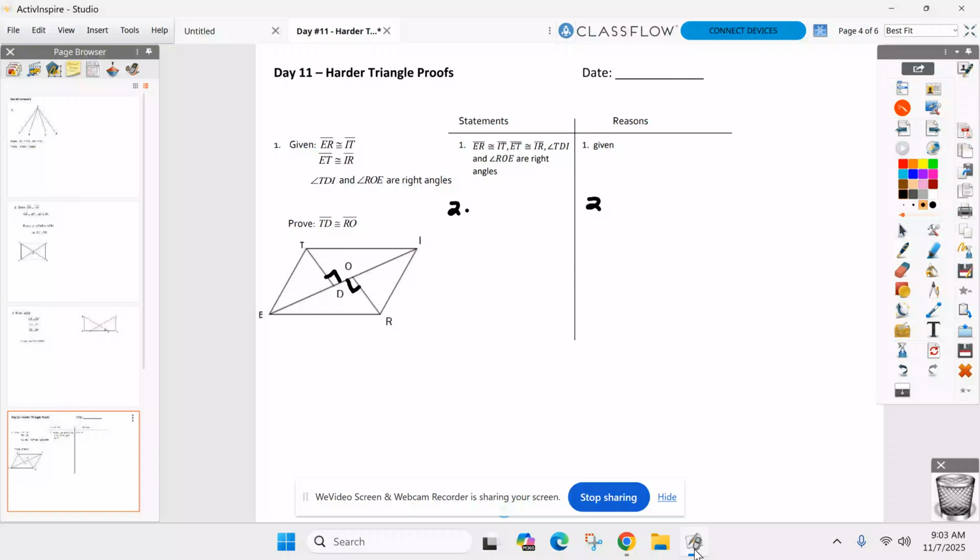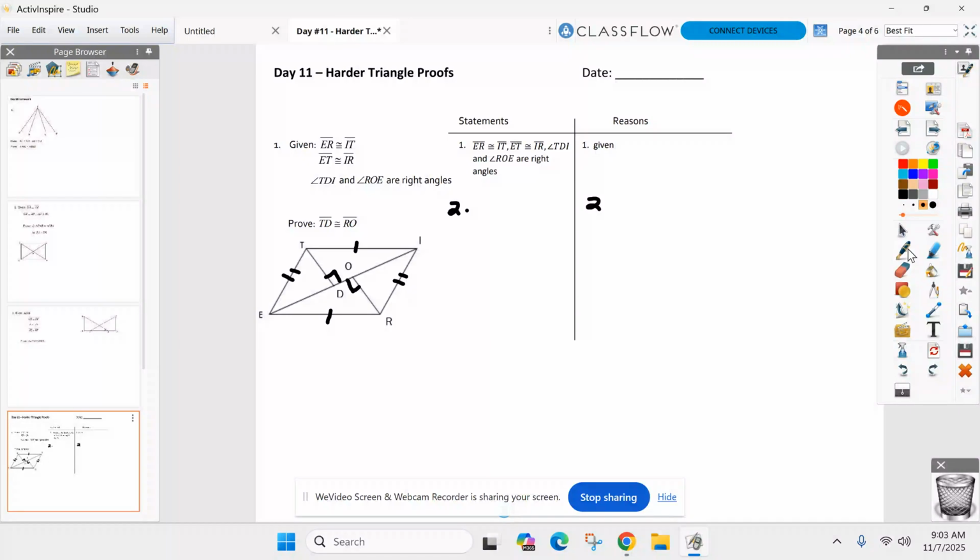I got to keep marking my diagram. ER, IT, ET, IR. Okay. Here we go. Okay, I'm going to try to take really slow here, really slow, because these are not easy.